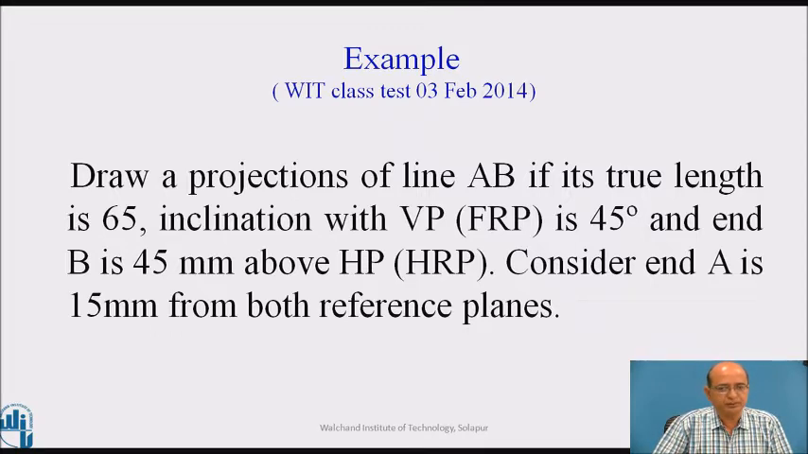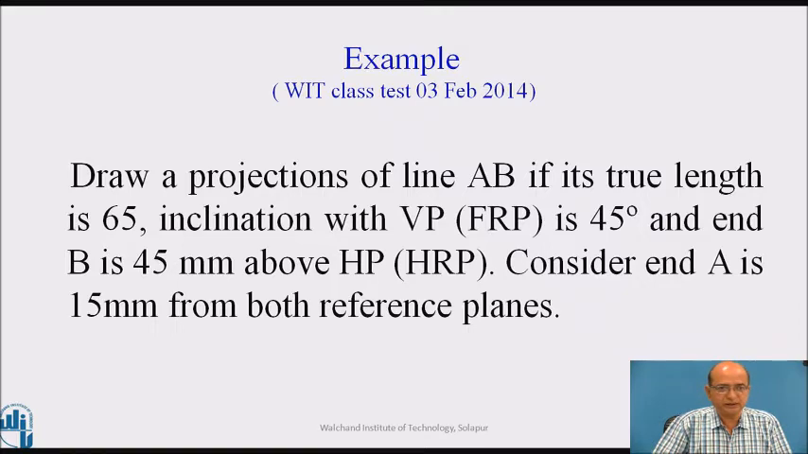Here we have to consider end point A, which is the end of line AB, is 15 millimeter from both the reference planes. Means from HRP or above HRP the distance is 15 millimeter, and in front of FRP the distance is also 15 millimeter.